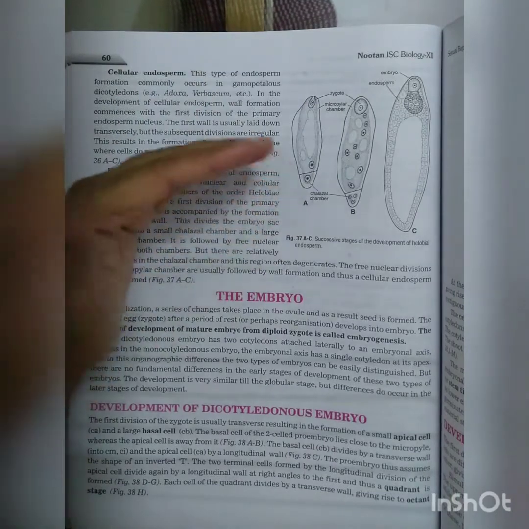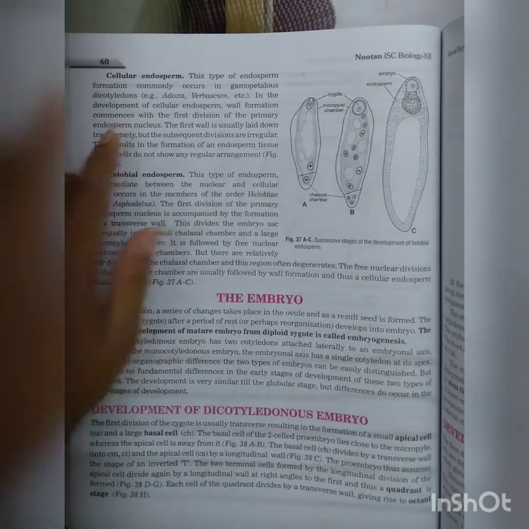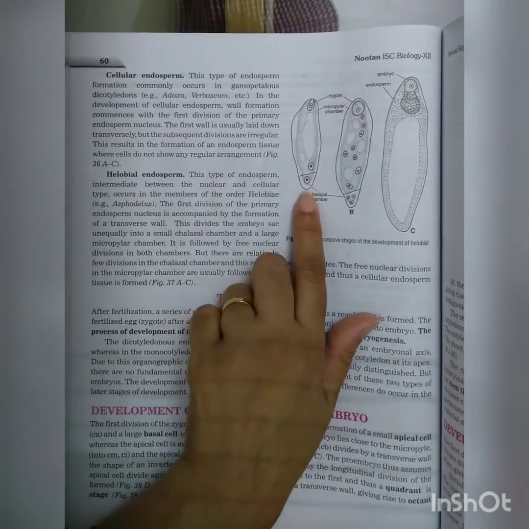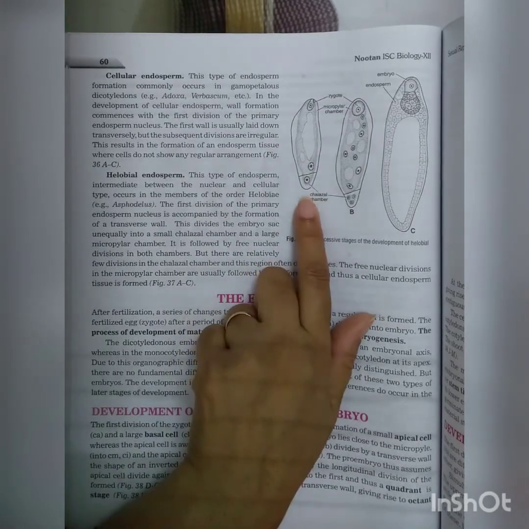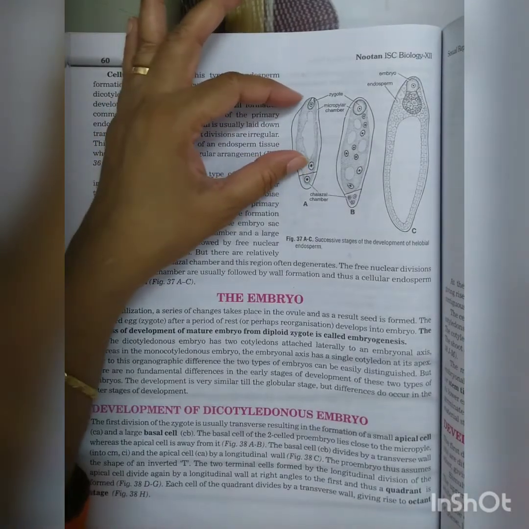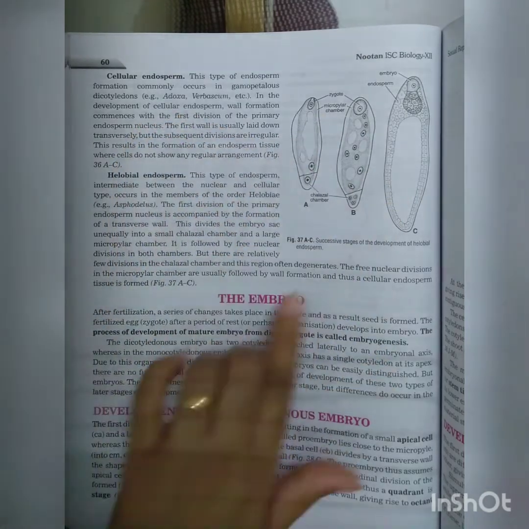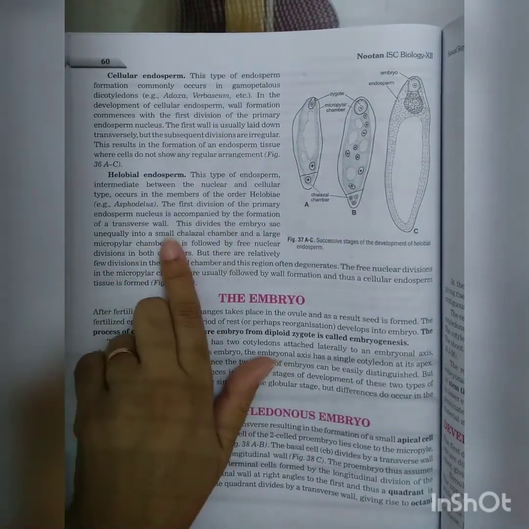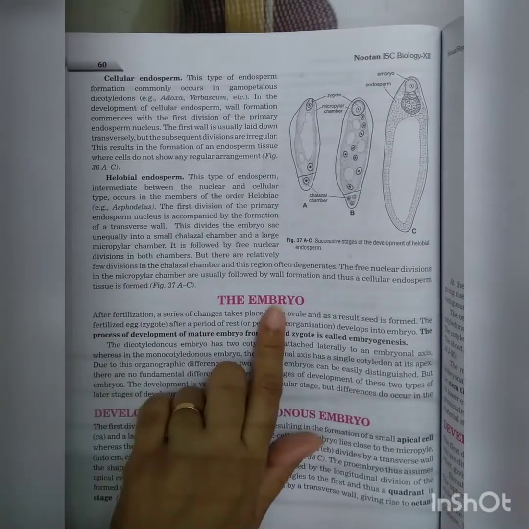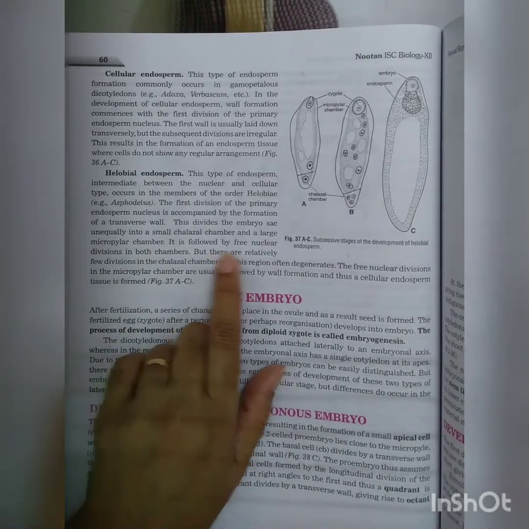By the first division, irregularity starts. In cellular, first regular and then irregular, but in halobial, the first division is irregular. The micropylar chamber is larger and the chalazal chamber smaller. Then later all the divisions take place, and the division of the embryo sac is unequal into a small chalazal chamber and a large micropylar chamber, followed by free nuclear division.